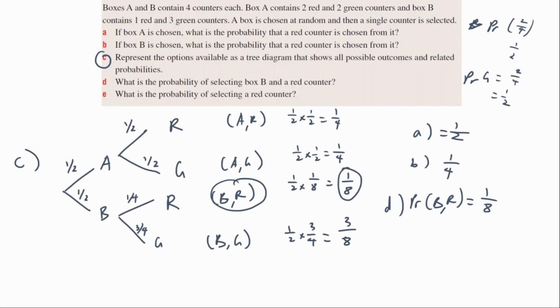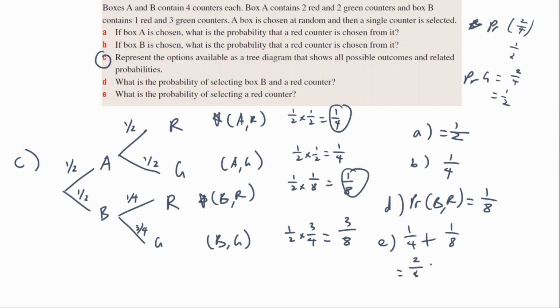And last one, what is the probability of selecting a red counter? So in this case, it doesn't matter which box you pick as long as there's a red. So let's have a look. There's a red in this one and in that one. So all you need to do here is add these two probabilities together. That one there and that one there. So that's going to equal 1/4 plus 1/8. And make sure the denominators are the same when you're adding. Let me know if you struggle with adding fractions, and that'll be 3/8.